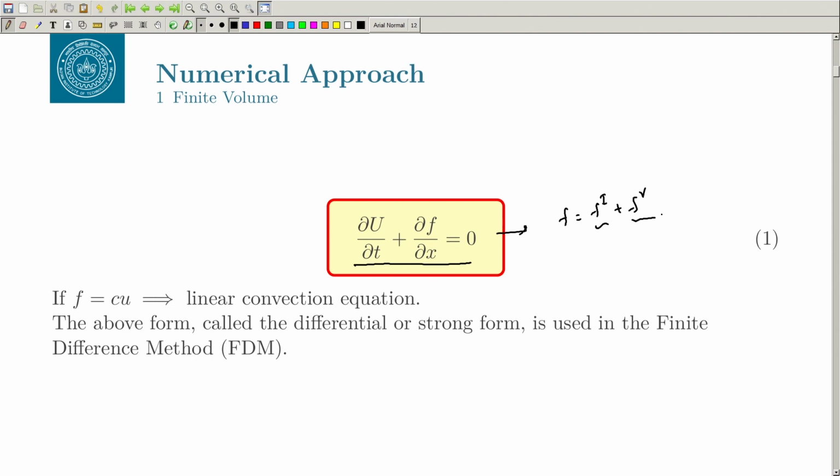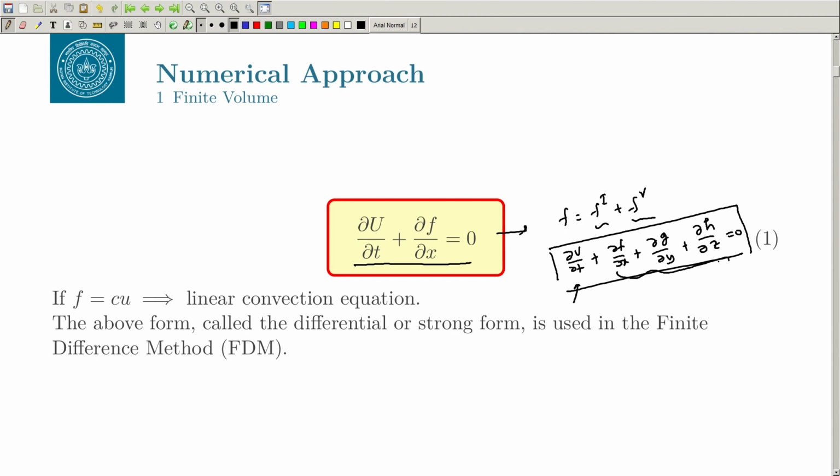If you want to go to multidimensional, the same thing will become del u by del t plus del f by del x plus del g by del y. If you want to go to 3D, then this will be del h by del z. Okay. But the idea is the same, right. So, you have a time derivative term and a few spatial derivative terms. In fact, you can write this entire thing as del u by del t plus del dot F equal to 0, where F is now a vector which consists of f, g and h, right. So, we will see that this form is very useful when you want to cast it in finite volume.